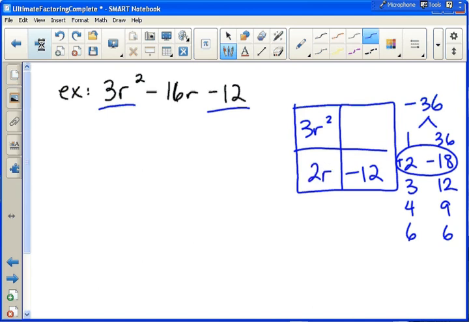Don't forget to put a variable on those. They need to have r or x or m or whatever variable they're going with. Those middle terms have to have the variable. So then I go up the column. 2r and 3r squared has r in common. Negative 12 and negative 18r have a 6 in common. And since it's touching negative 18, it's negative.